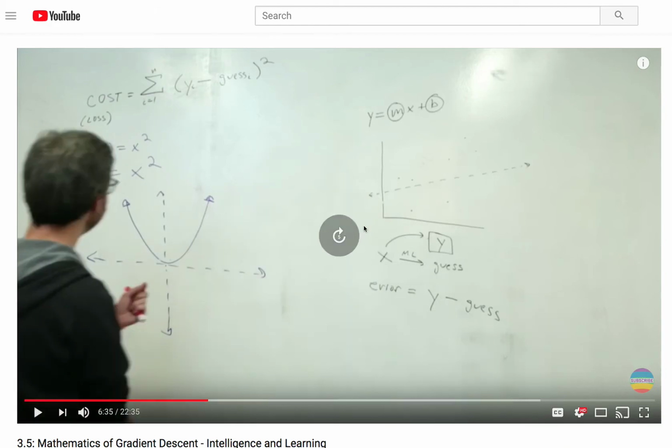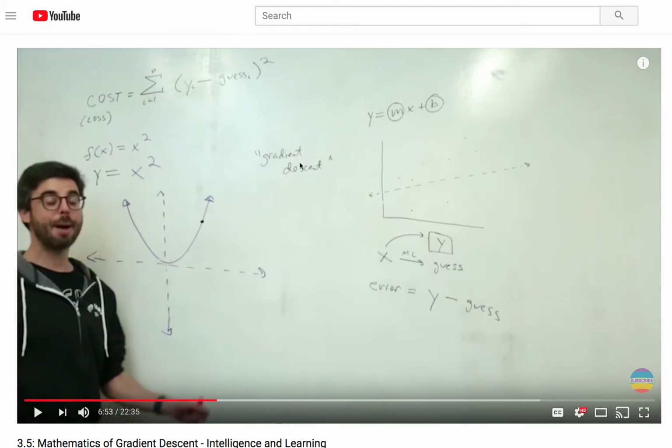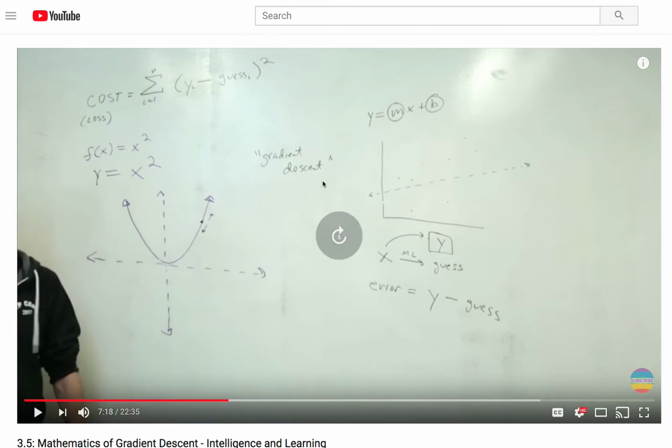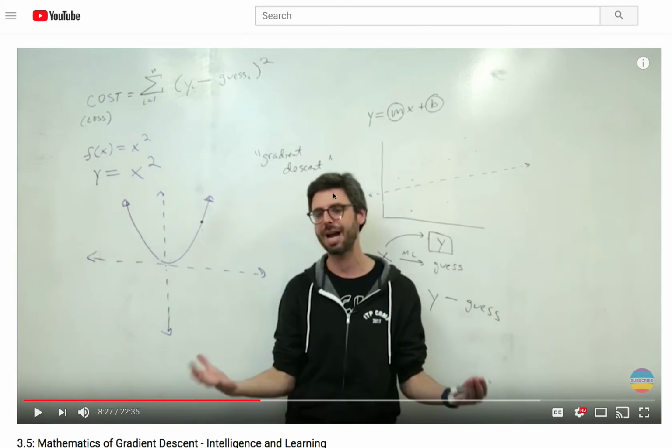And that's what's meant by gradient descent. We're going from a high value down to the lowest value, to the minimum. And once we get to the minimum, then we know we have the minimum cost, we have our m, we have our b, and we have our line, and that's that. So let's keep going.